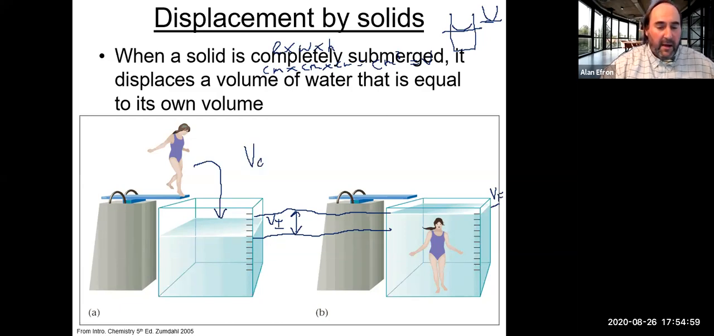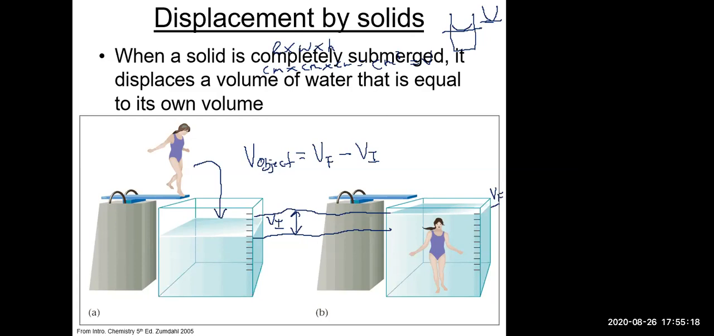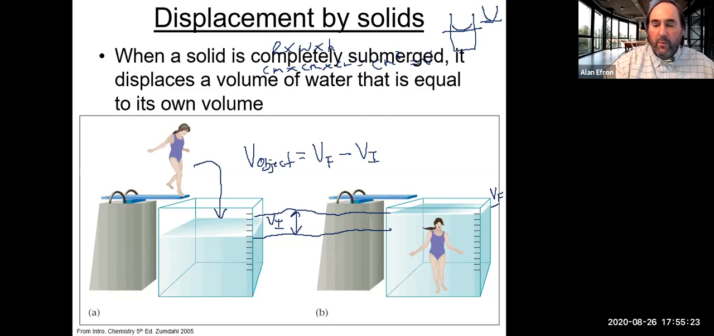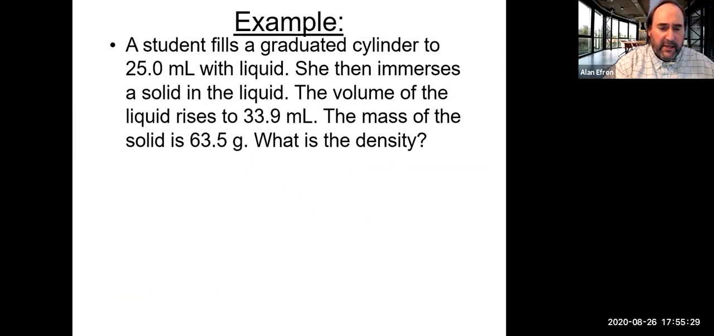So the volume of the object, when you do volume by displacement, is equal to the final volume minus the initial volume. When you put that solid object into a liquid like water, it makes the water rise, and the difference from where it started to where it ends equals the volume of the object you put in there. That's a very common way in density that people get the volume. So why don't you try one here and see what you come up with.